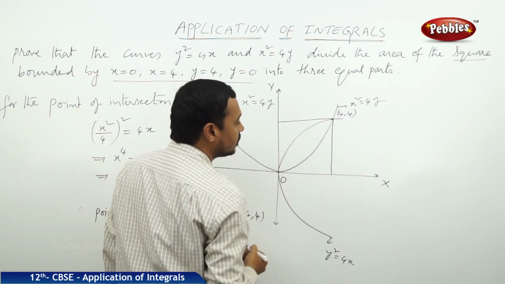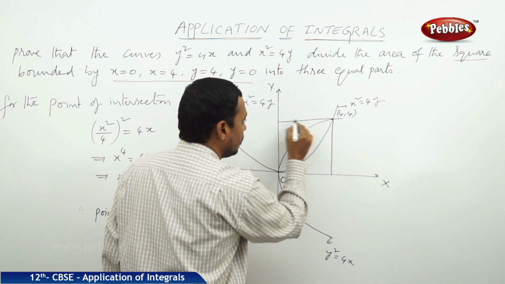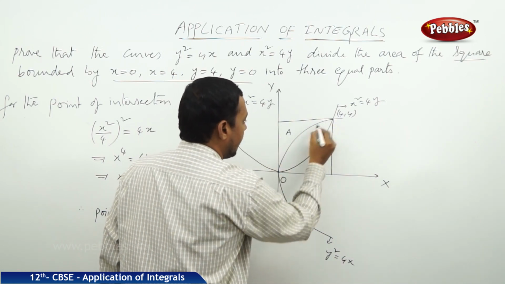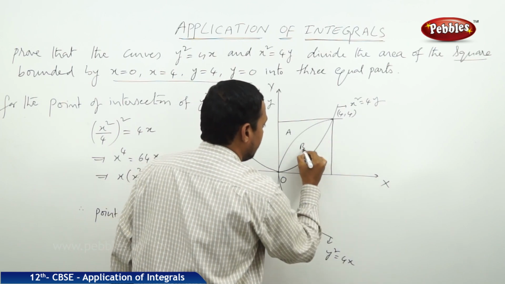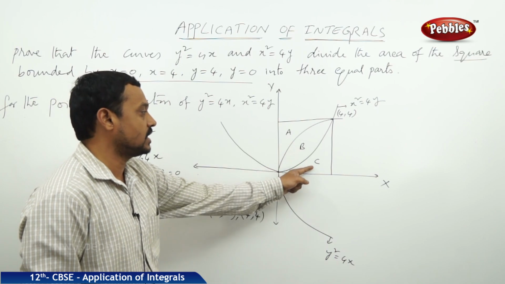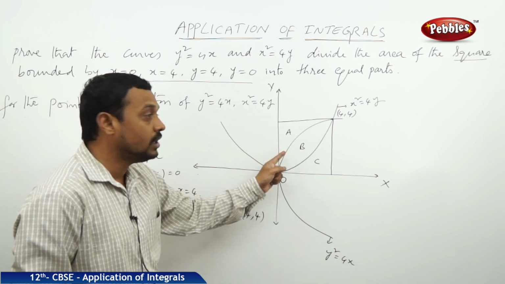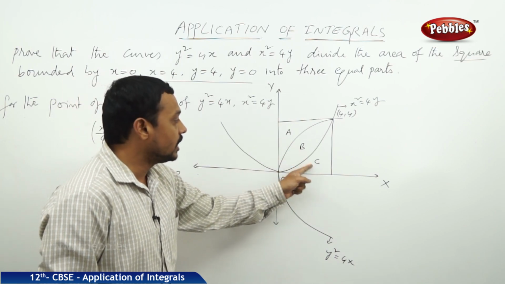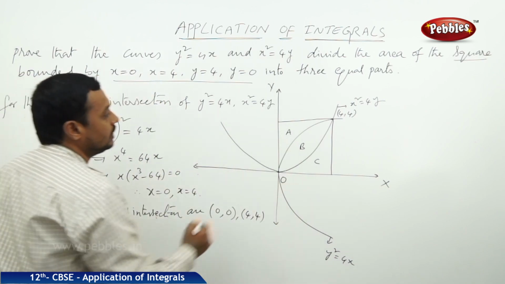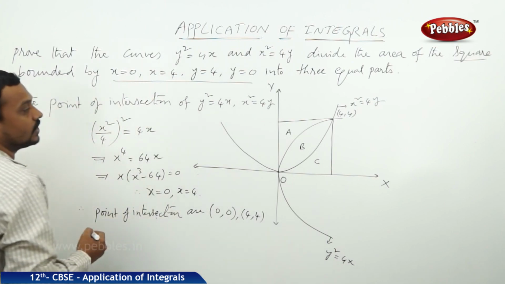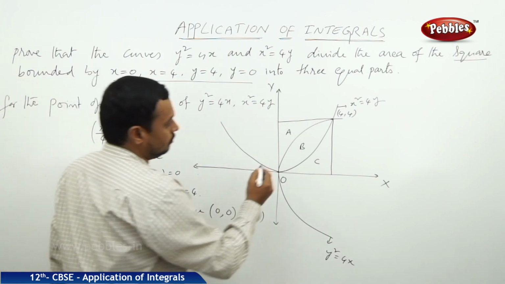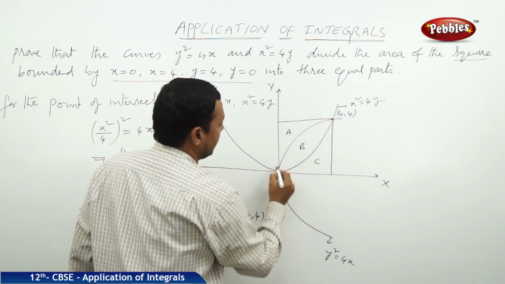Here we have 3 regions. One is this one, let it be A, another one is this one, B, and it is C. Now there are 3 regions A, B, C. Now we have to prove that the areas of the 3 regions are the same. For that, let us find the area of the region A first. But how can we determine this area?